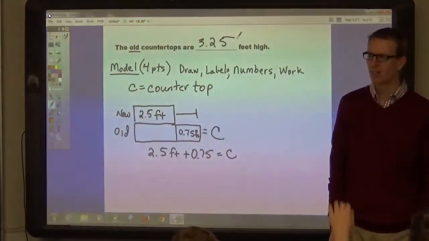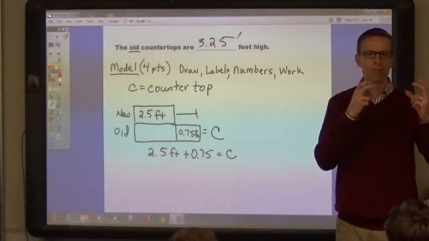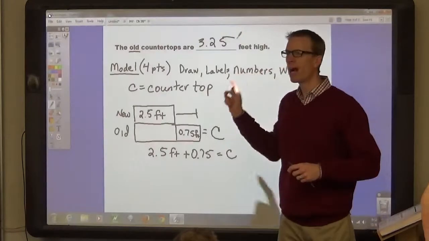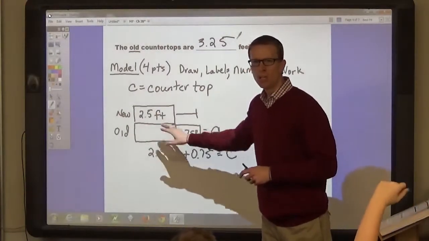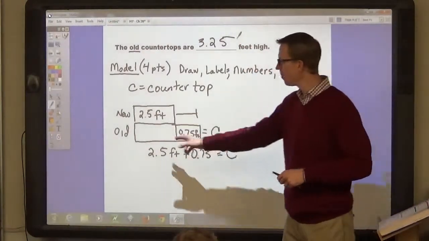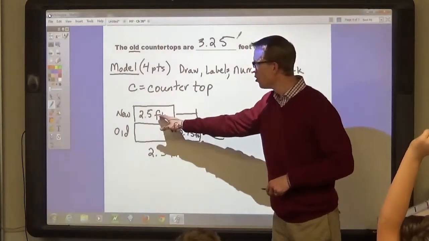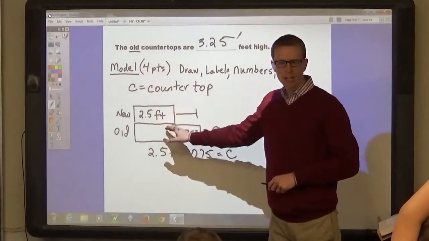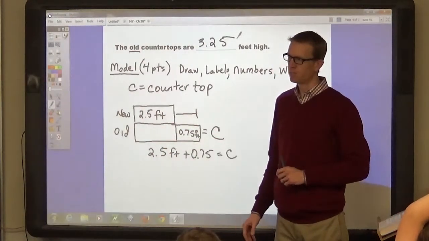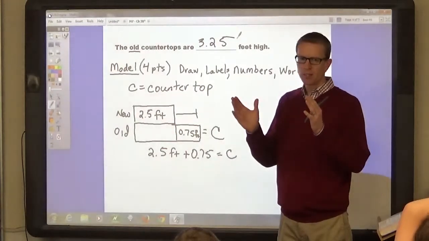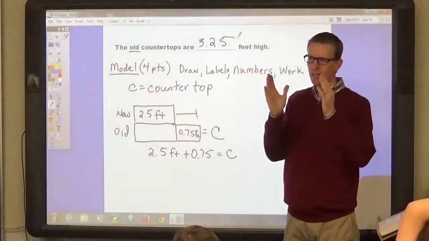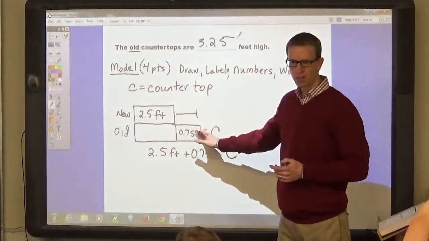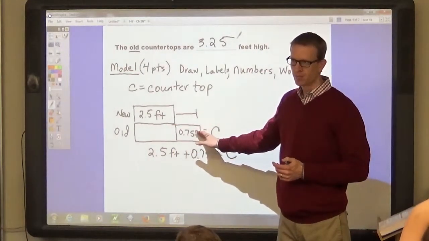Yeah. Okay. Now, if you just read that over, since it says lower, you might think, oh, I need to subtract these. But when you put it on a diagram, you see, oh, wait a minute. The new one is 2.5 feet. That's why it's so important to label your boxes. When you put it on the drawing, you can see, oh, wait a second. These two equal the height of the old one. Okay?